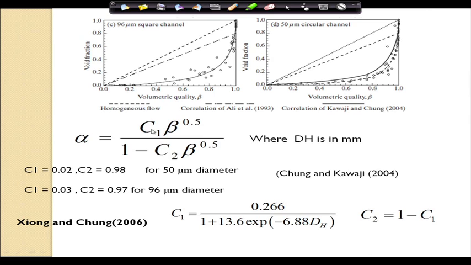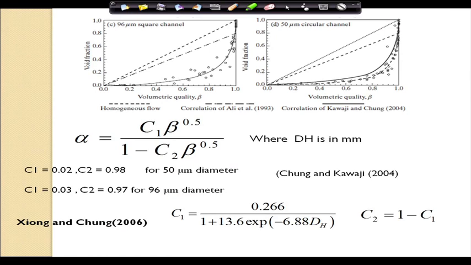Again I will repeat that for this particular class, you need not remember all the sets of correlations we will be giving to you. There will be quite a number of correlations in this class, since we will be dealing with pressure drop and void fraction, but it is again very important to remember why this correlation exists, why the trend of alpha versus beta is different for your larger microchannels and smaller microchannels, and so on.